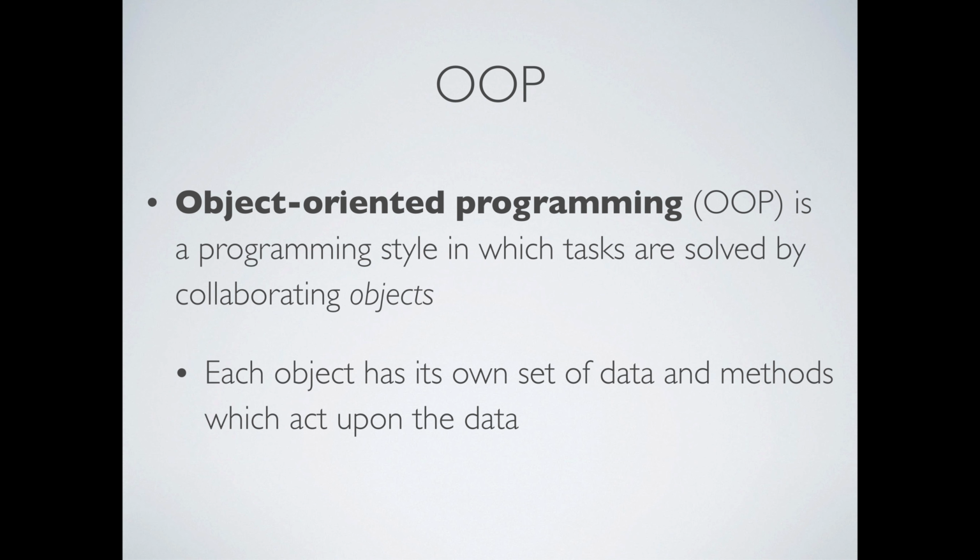So each object has two pieces. It has its own set of data, which is basically any values that you want, any type. And then it also is going to have methods, which can act upon the data. So the object itself has its own data, and it can have methods that do things to the data.